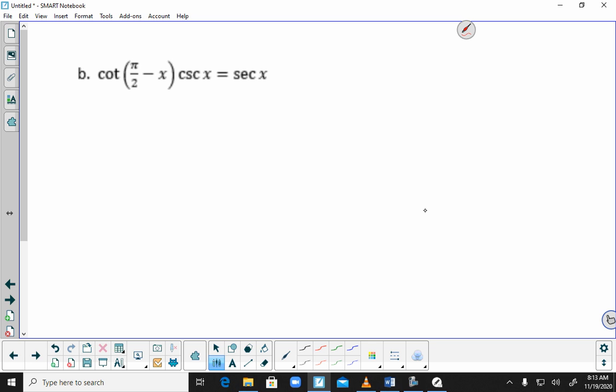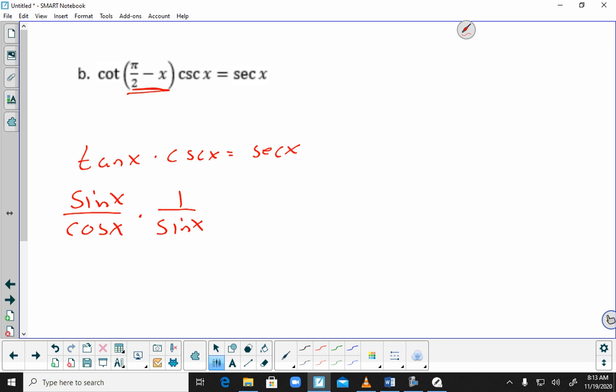Okay, so the next one, as soon as I see this pi over 2 minus x, I'm thinking cofunction identity. So the cotangent, that will be tangent of x times the cosecant of x is equal to secant of x. So I'm going to rewrite everything in terms of sine and cosine. So the tangent is sine of x over cosine of x. The cosecant is 1 over sine of x. And the secant I'm going to write as 1 over cosine of x.